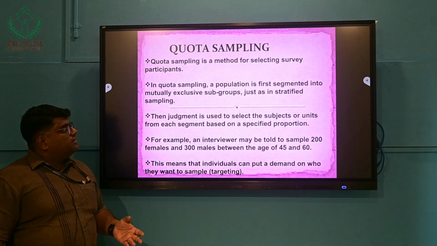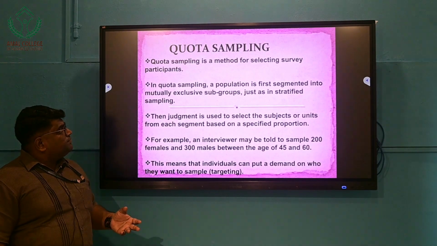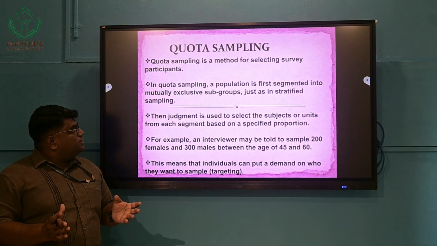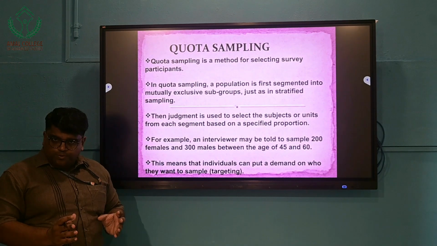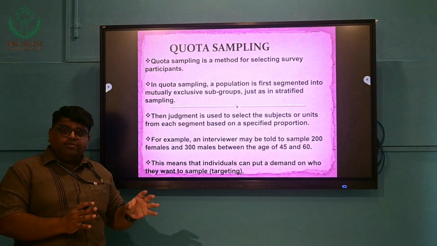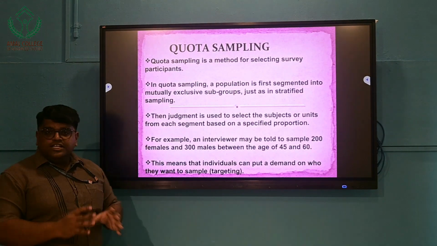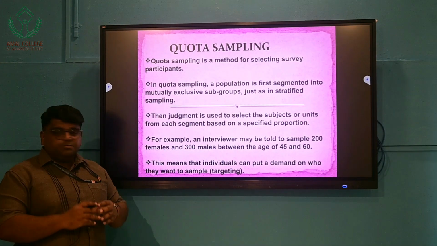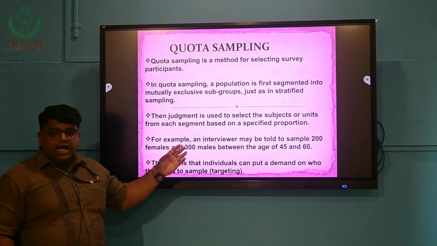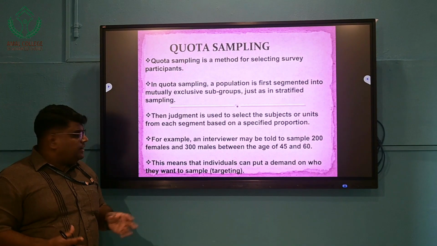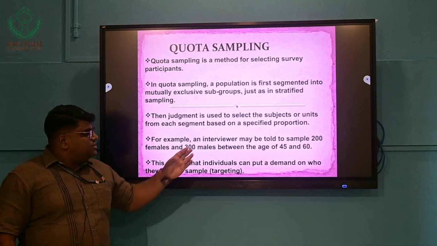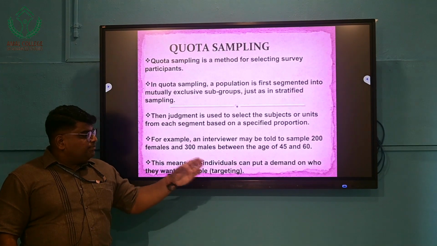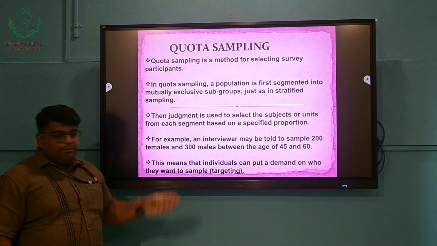Now moving on to again, what is quota sampling? Quota sampling is a method for selecting survey participants. In quota sampling, a population is first segmented into mutually exclusive subgroups, just as in stratified sampling in probability sampling. Then judgment is used to select the subjects or units from each segment based on specified proportion. For example, an interviewer may be told to sample 200 females and 300 males between the age of 45 and 60. This means that individuals can put a demand on who they want to sample, targeting.